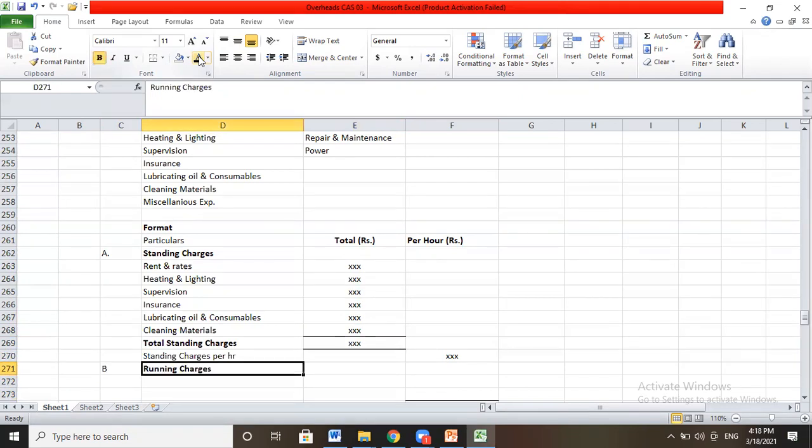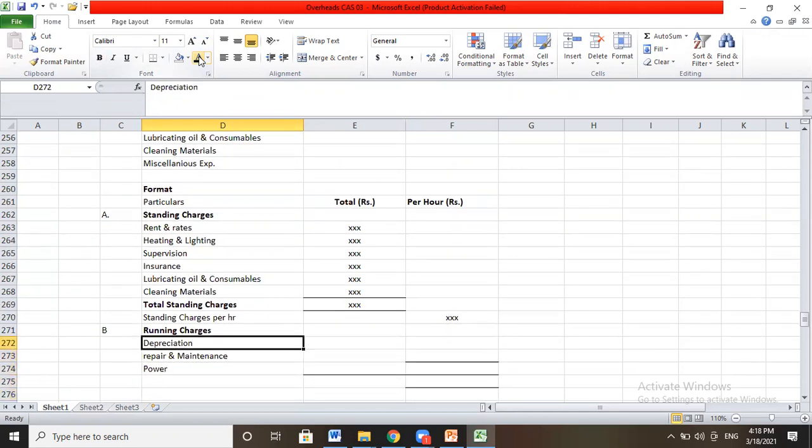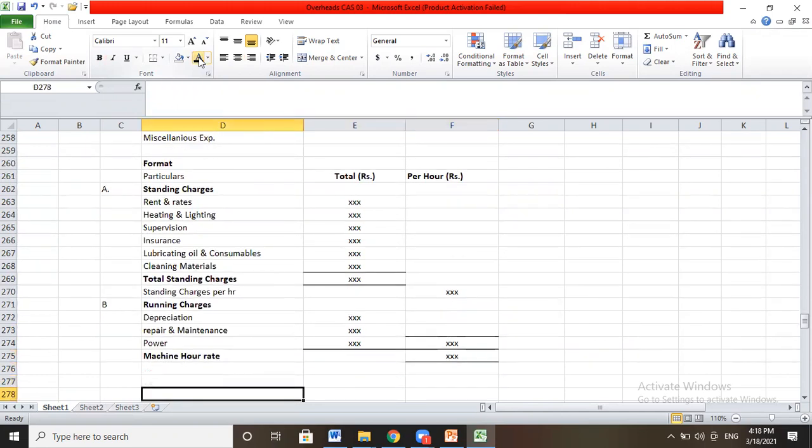The next part is running charges. In case of running charges, we need to understand the expenses related to running charges, like depreciation, repairs, maintenance, and power. In some or most cases, it is given as a per unit cost, and we can directly add it to the standing charges per hour, and we'll get the machine hour rate. So this is the format for calculating the machine hour rate.